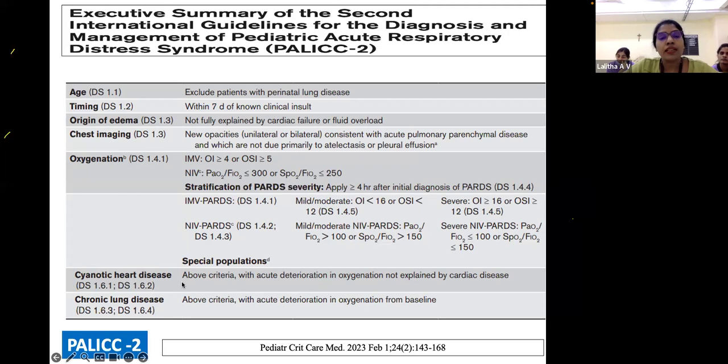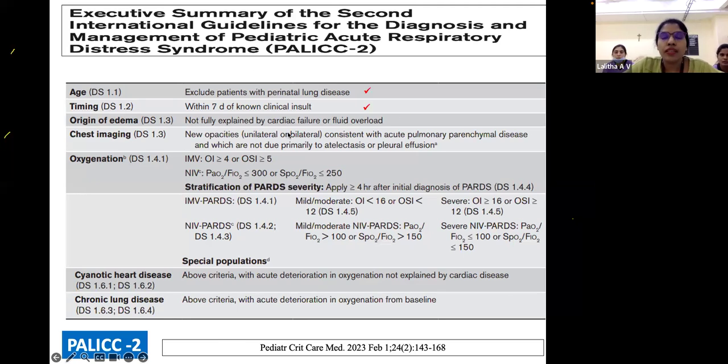And suppose a child has cyanotic congenital heart disease, something like TOF. If the TOF child develops pneumonia and there is an acute deterioration in oxygenation not explained by cardiac disease, then they will also fit into ARDS. And chronic lung diseases: we do see a lot of children with CLD, prematurity, CLD coming with RSV. We had a couple of children in the ICU who had CLD but developed pneumonia and ARDS. Those children also can be classified as ARDS once they fulfill all these criteria.